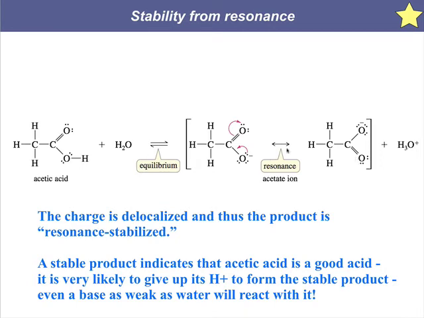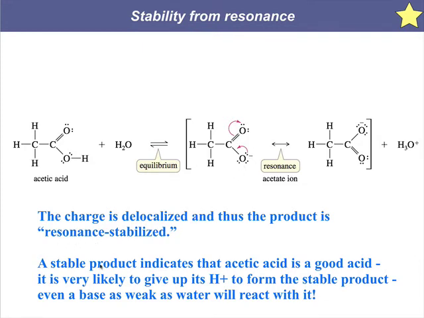Okay. The real picture, since these are equal contributors, these are equal structures, the real structure would be 50% of the way between these two. So we'd have 1.5 bonds on each carbon oxygen, and we'd have a half of a negative charge on each oxygen. The charge on that oxygen is delocalized, and we say the product is resonance stabilized. It is more stable than it would be if we were unable to delocalize that charge.